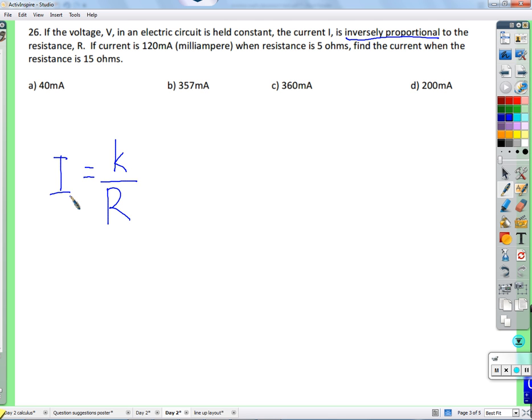Okay. So let's read on. They've told us this inversely proportional thing. If current, okay, what represents current? I. Why is it I? I don't know. I learned about this in a college physics class. It doesn't make a lot of sense. I is current, and the current is 120 milliamps. So 120 goes on the left side there. When resistance is 5 ohms, what can we now know?